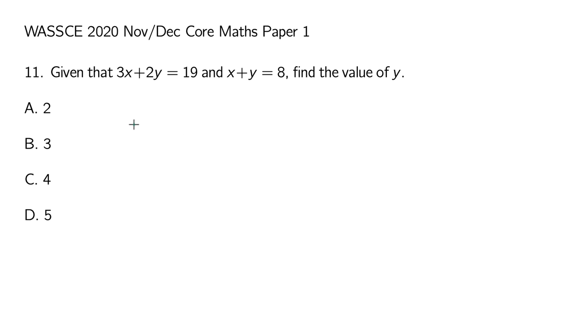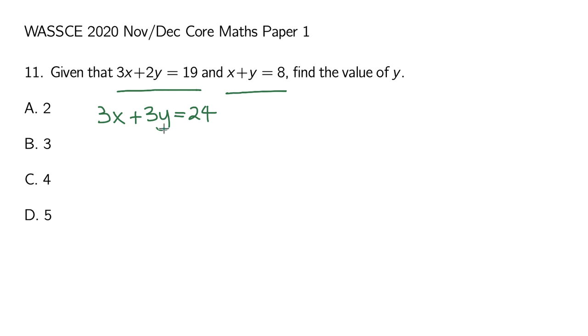Question 11 says, given that 3x plus 2y equals 19 and x plus y equals 8, find the value of y. One thing we can do is to eliminate x from this first equation. And we can do that by multiplying this second equation by 3. When we do that, we get 3x plus 3y equals 24.